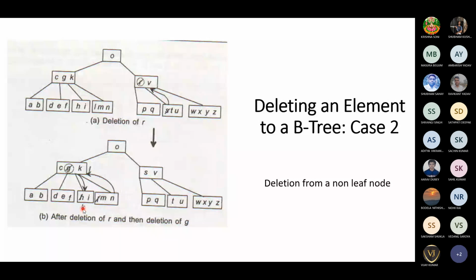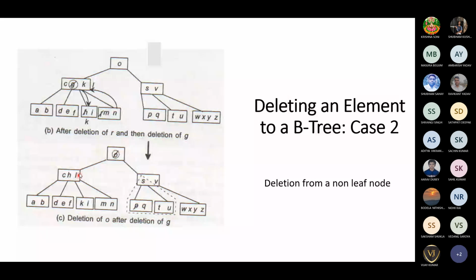So initially, G will be replaced by H, L will be pushed to the root node, K will be pushed down. So the node will become C H L, K I M N. By deleting the root, you have to replace it with the leftmost in order successor. That is, the P value will be replaced with O. Then Q will be left alone. So the right sibling also has only two values, so we will club it. This will become Q S T V.